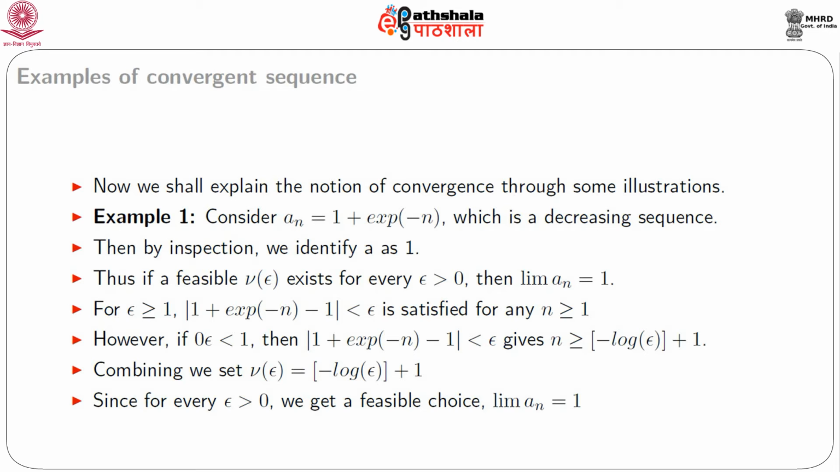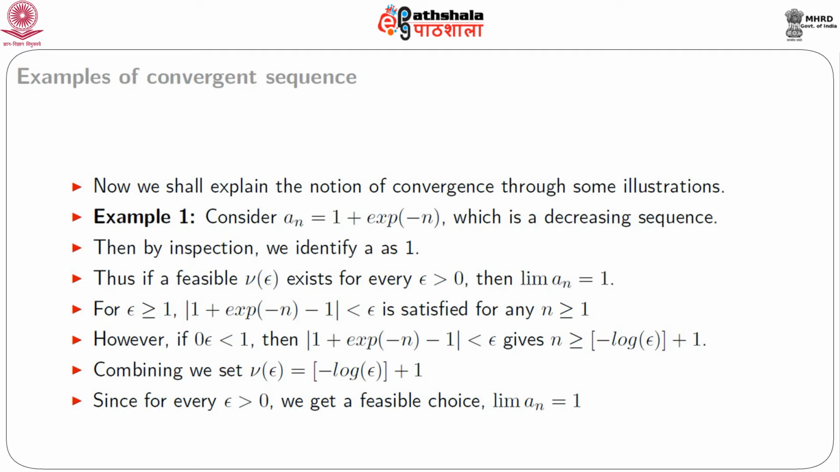Thus, if a feasible nu epsilon exists for every epsilon greater than 0, then we can say that the limit of a_n is equal to 1. For epsilon greater than or equal to 1, we note that the distance between a_n and 1 being less than epsilon is satisfied for every n greater than or equal to 1, because e to the power minus n is a quantity which is less than or equal to 1. So if we take some epsilon exceeding 1, this inequality is always satisfied.